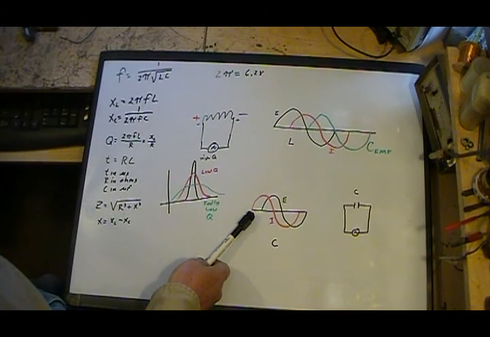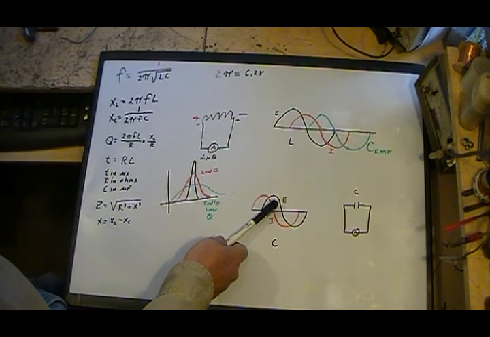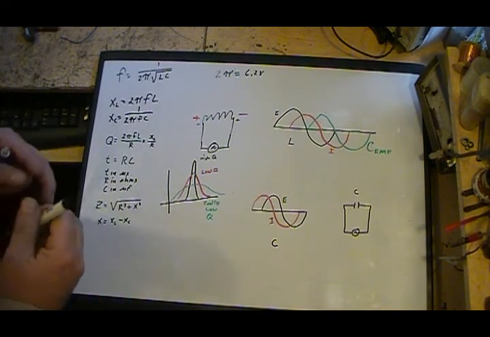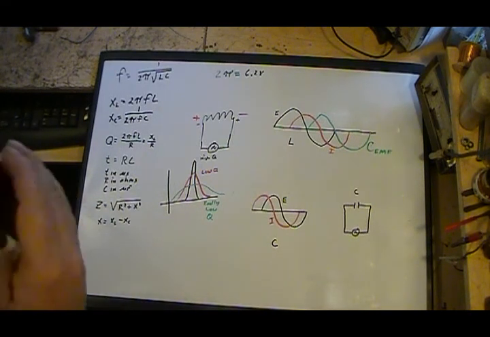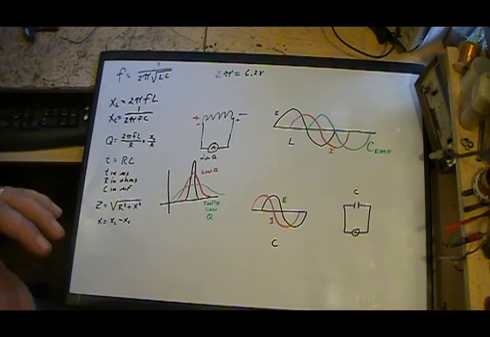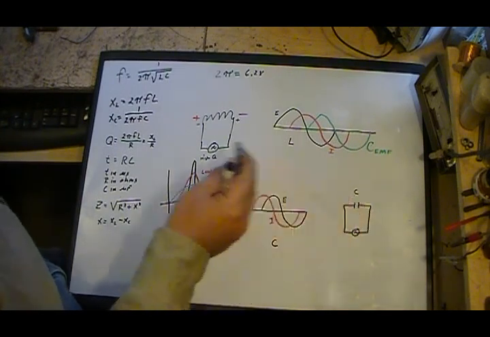Now, in capacitors though, the waves are reversed. The current actually leads by 90 degrees versus the voltage. Now, what that comes from is the fact that it takes a certain amount of time for the charge to build up on the plates of the capacitor.